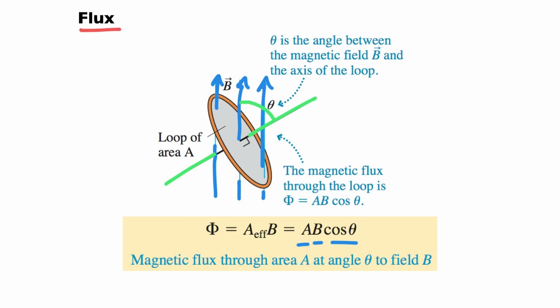Now, we'll typically consider cases where theta is equal to 0 degrees. In those cases, the cosine of theta just turns into 1, and so the flux is just equal to A times B. That's typically the situation which we're going to consider. So if I have a loop of area A and a magnetic field B, we'll typically consider the flux of the loop to be just the product of the area times the magnetic field.